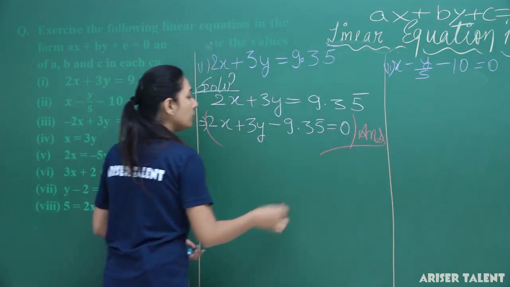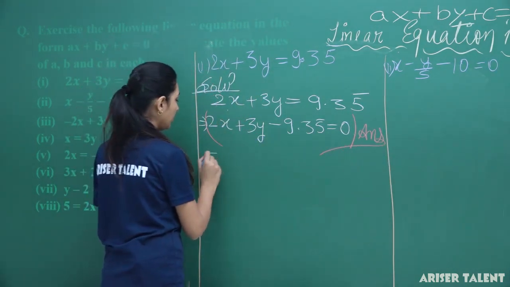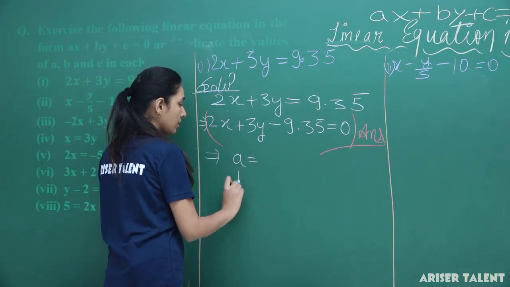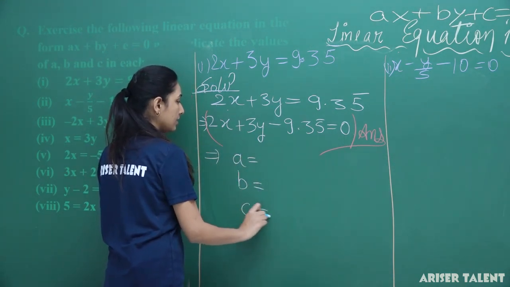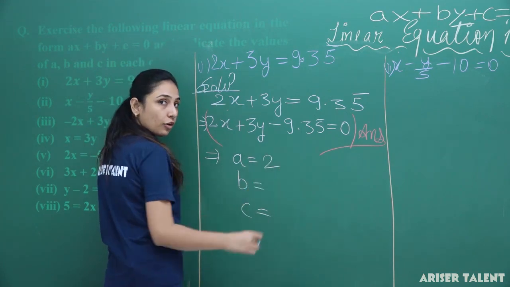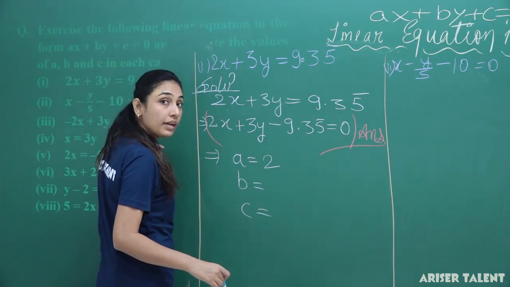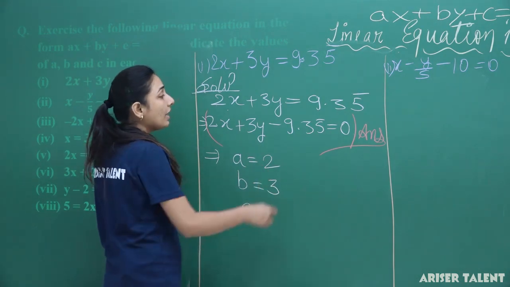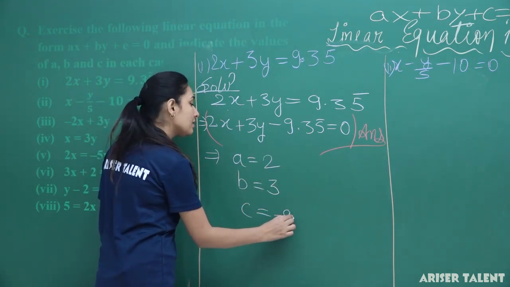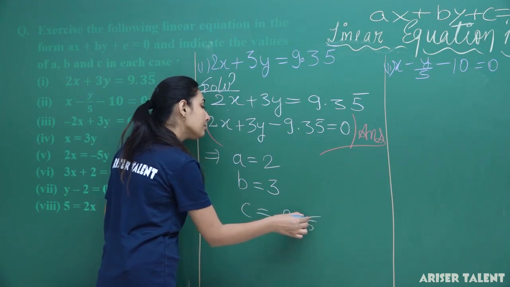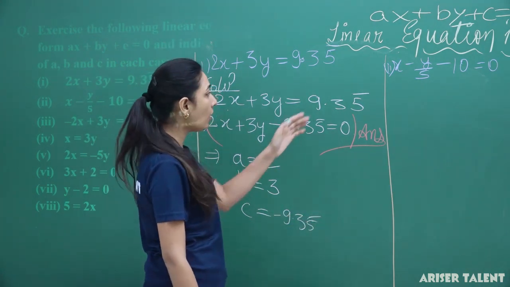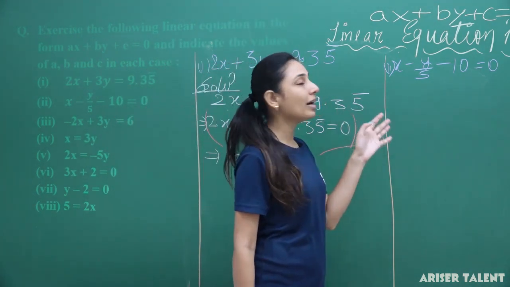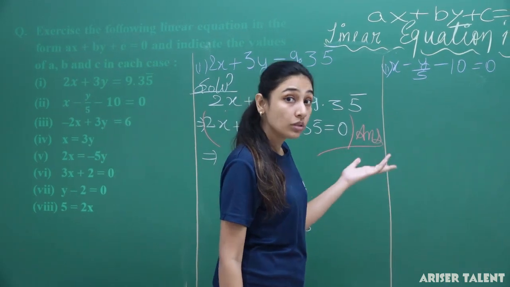Now what we have to do? We have to find out the value of a, b, c. So the value of a, from here, will be 2, the value of b will be 3, and the value of c will be minus 9.35 bar.